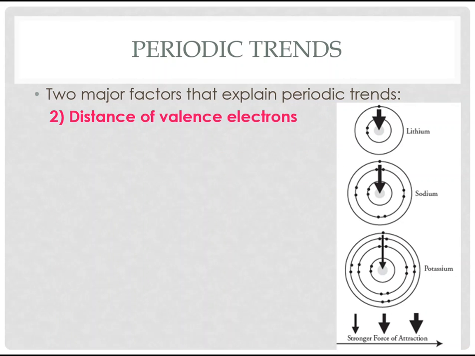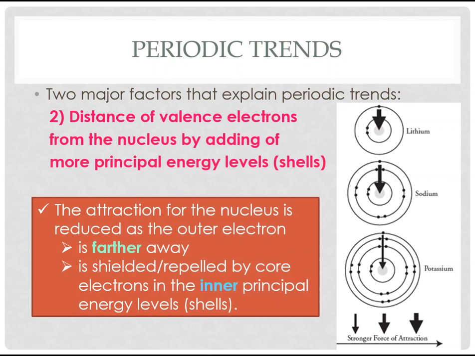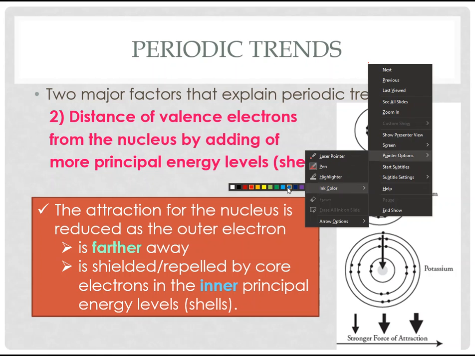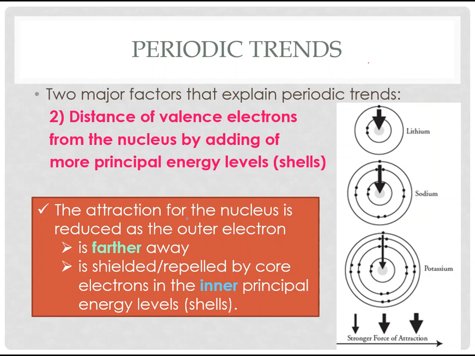The other one is the distance of the valence electrons from the nucleus, by adding more principal energy levels or shells. So this is your second factor here, and this is going to explain our trends as we go down the groups. As we go down a group, the attraction for the nucleus is reduced. It's reduced as the outer electron, or that valence electron, is farther away. It's shielded and repelled by core electrons in the inner principal energy levels.